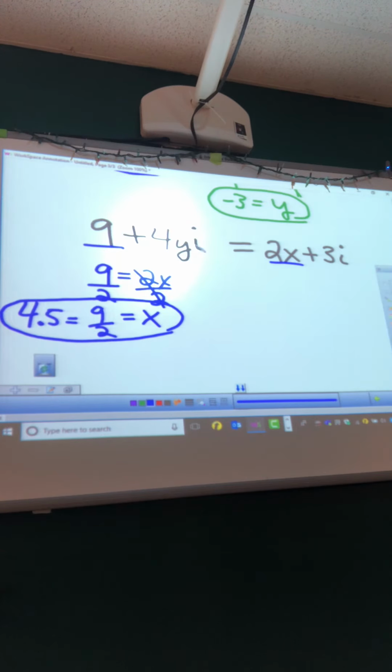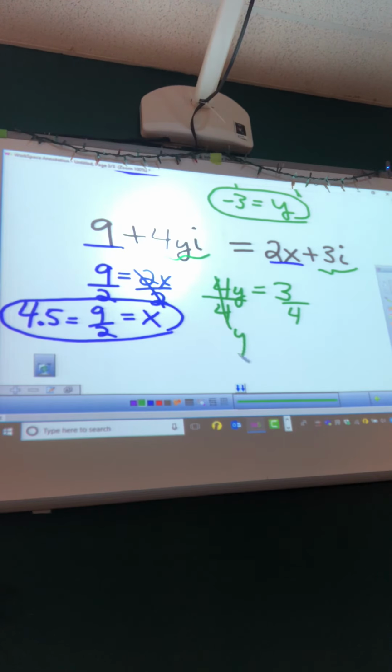So real equals real. What are the imaginary parts we're going to put together? Excluding the i. 4y and 3. So looking at my imaginary and my imaginary, do we have to do any solving here? Yeah, we got to divide by what this time? 4.